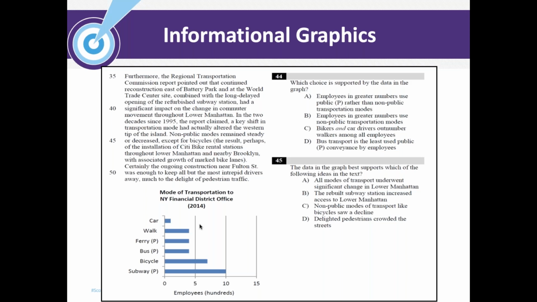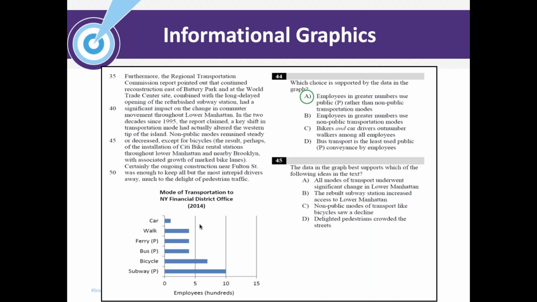Question 44 merely asks me to read and interpret the graph. Which choice is supported by the data in the graph? The second one is going to ask me, the data in the graph best supports which of the following ideas in the text. So usually what these questions are asking you to do is to synthesize, to compare and contrast the main idea in the essay with the information in the graph. And so for question 44, my answer choice is going to be A, because this is the one that best expresses what I'm seeing visually.